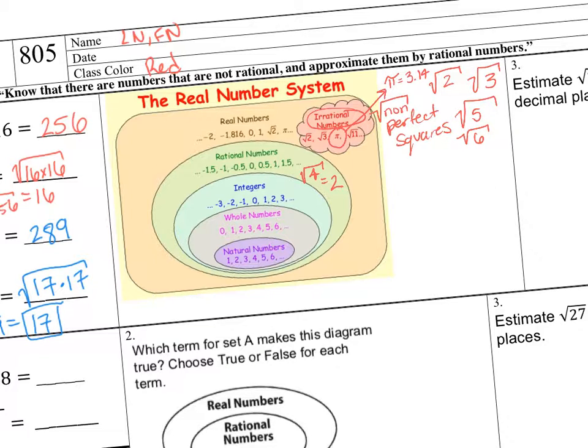Rational numbers are numbers that can be turned into fractions. So a fraction could be 1/2, negative 3/4. Those are all rational numbers. Didn't mean to cross it out there. And then, let's see, integers are just positive and negative numbers. Whole numbers, think of whole pizzas. And then natural numbers, think of your fingers.